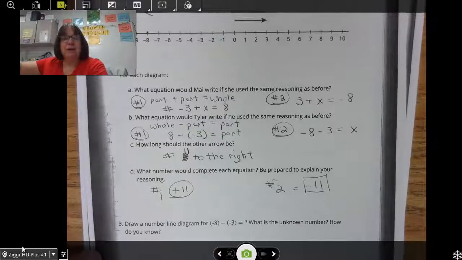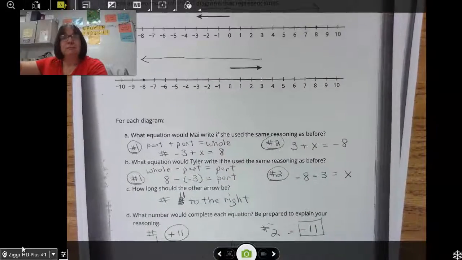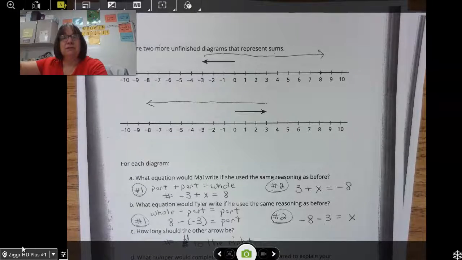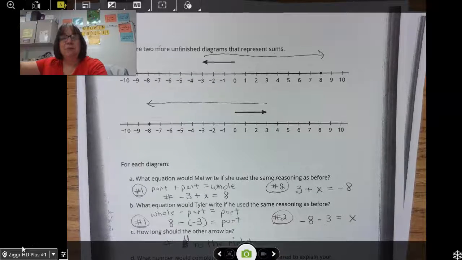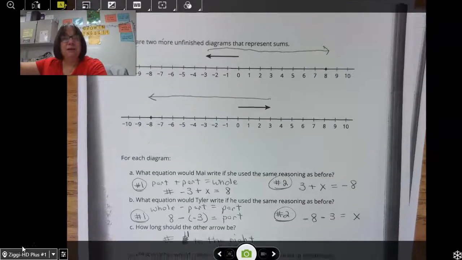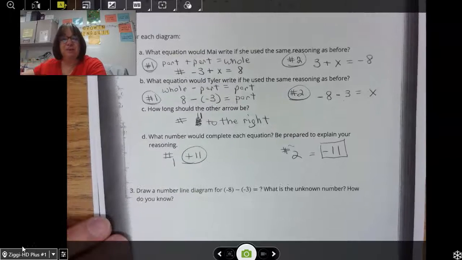Okay, pause the video again. Make sure you've got your notes taken down for that. And how we knew to draw the arrows right or left: you want to get from your end point of your part back to the whole. These number lines are still representing addition, all right, because we can look at the equation in 2 different ways.